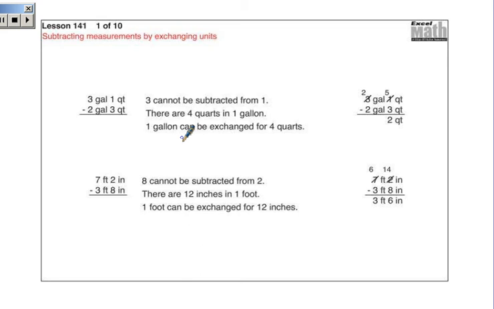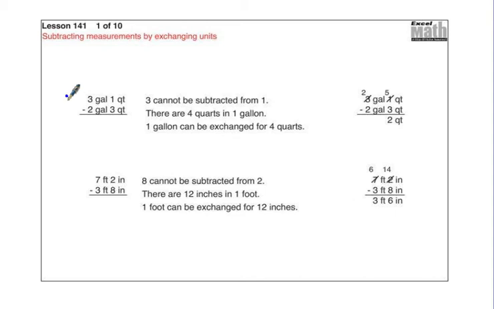Sixth grade Excel, lesson 141, subtracting measurements by exchanging units. It's kind of like regrouping with subtraction of measurement of units. All right, so here we go.